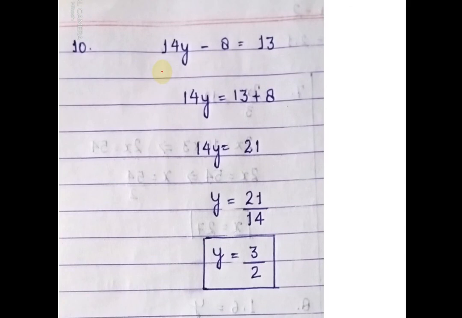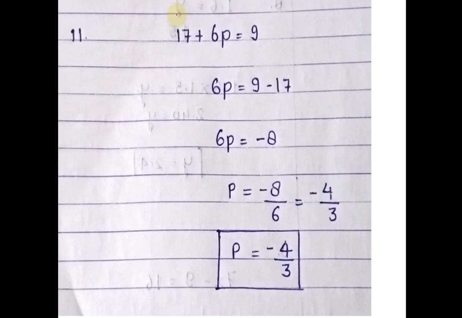Now question number 10, what you will be doing, you will be transferring this minus 8 to the right-hand side. So 14y will be as it is, and this 8 will go to the right-hand side, so it will become 13 plus 8. Now this 13 plus 8 will give you 21, so 14y is equal to 21, so y is equal to what? 14 will go into division because it is in multiplication on the left-hand side. Now by 7 these two can be cut, 7 3s are 21 and 7 2s are 14, so you will get 3 upon 2 as the answer for y.